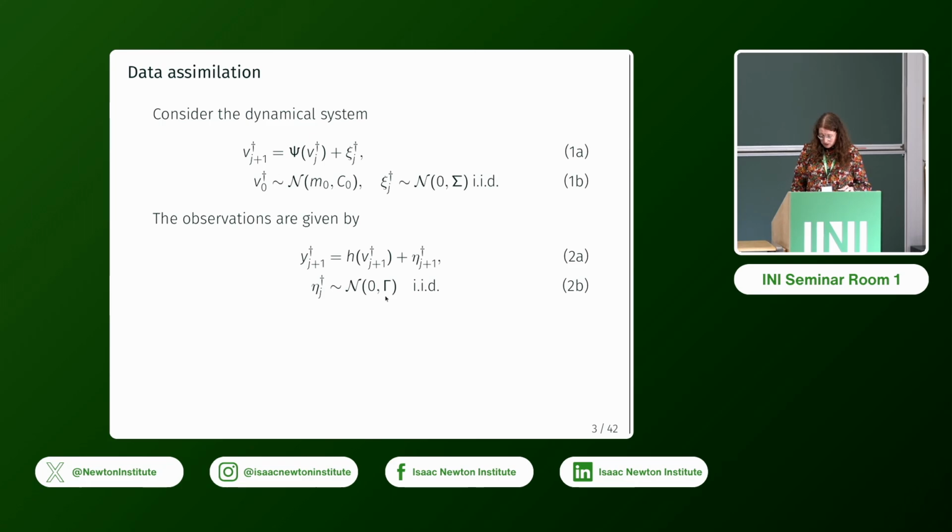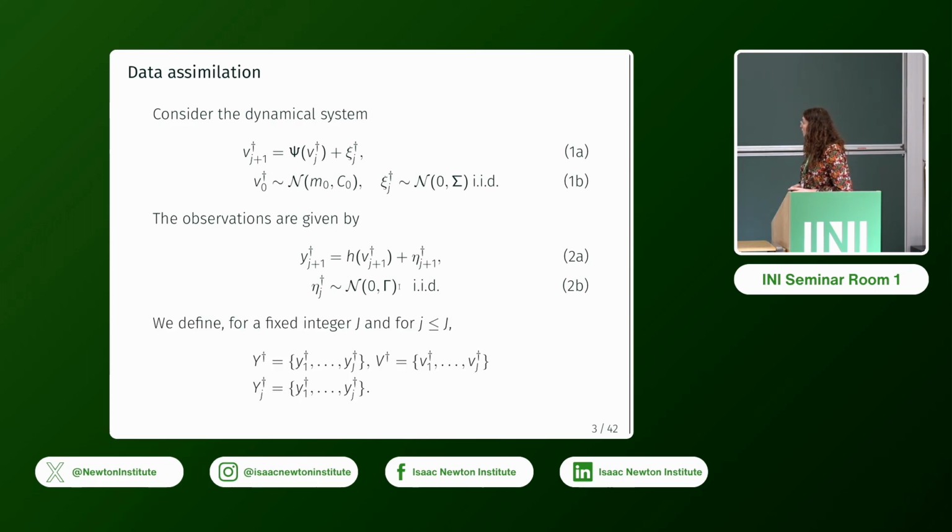And we'll assume Gaussian noise. So this is a Gaussian unbiased noise, and this is gamma, which is the observation error covariance. And I'll just define this notation as well.